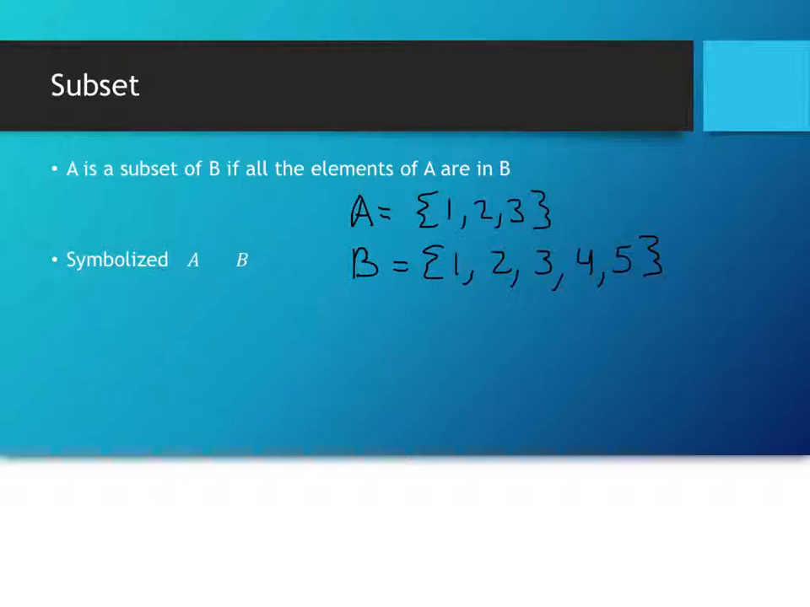And the way we write that, and it doesn't show up on this, is this way. It's A, and it's almost like a less than symbol, but we make it round. So it's kind of like a less than or equal to symbol, except we round it out when we're talking about sets. So that's what it looks like. A is a subset of B.